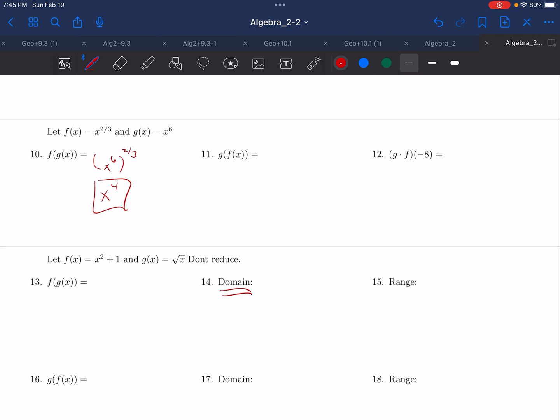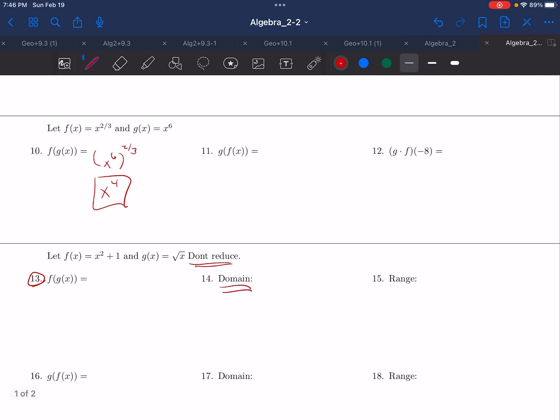So let's see here. I'm not going to reduce, and the reason I'm not going to reduce is because it kind of loses some information if I do. For example, number 13. Let's check out number 13. I'm going to put g of x in there. So we got that. Now, if I reduce, the square root and the square would cancel, but I don't want the square root and the square to cancel because this actually has a restricted domain because I can't plug in anything for x. In fact, there's no way I can plug in any negative number. In fact, I can plug in 0 though, so it goes from 0 to infinity.